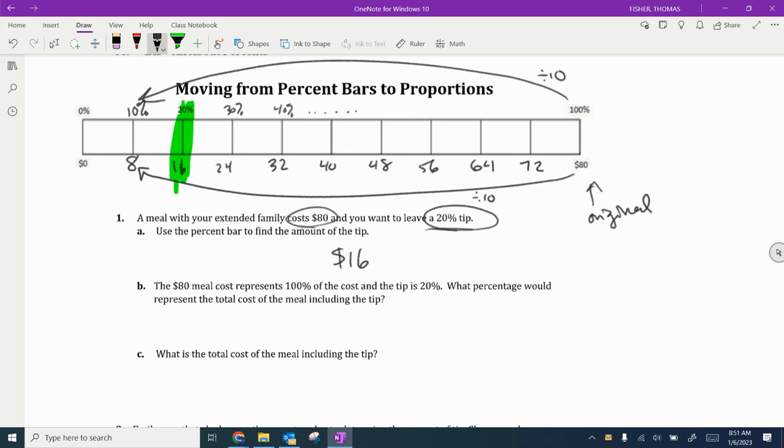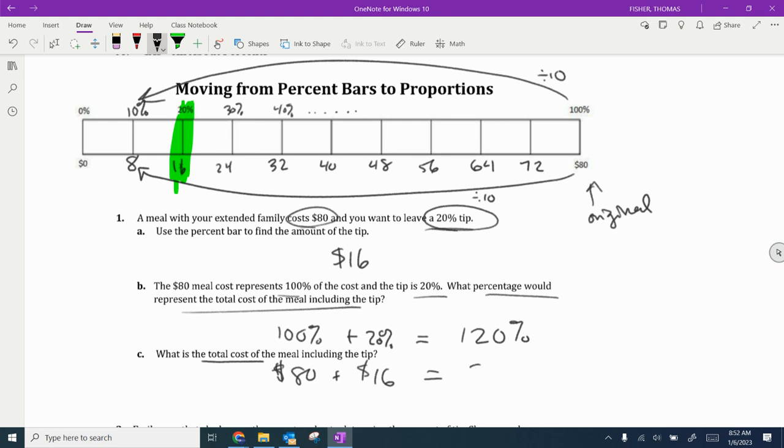It does not represent the amount of money we're paying total. The $80 represents 100% and the tip is 20. So what percent are we actually paying? Well, if it's 100% and we're adding on an extra 20%, then what we're paying is 120%. So the total cost of the meal would be the original $80, that's 100%, plus 20% more. So $80 plus $16, so our new total cost has to be $96.